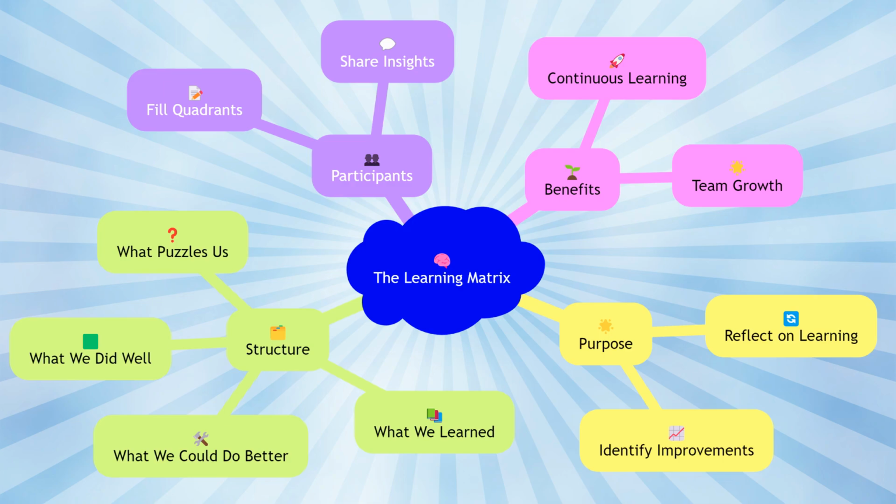The matrix is divided into 4 quadrants: what we did well, what we learned, what we could do better, and what puzzles us. Participants fill in each quadrant with their insights and observations. This structured approach encourages a thorough analysis of the team's performance and helps to identify areas for improvement. The Learning Matrix activity is particularly useful for fostering a culture of continuous learning and growth.